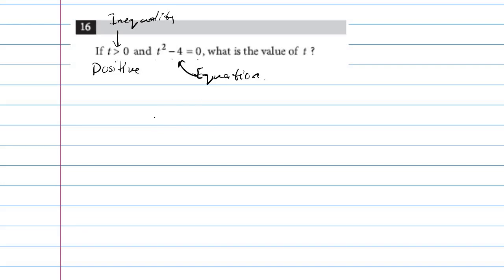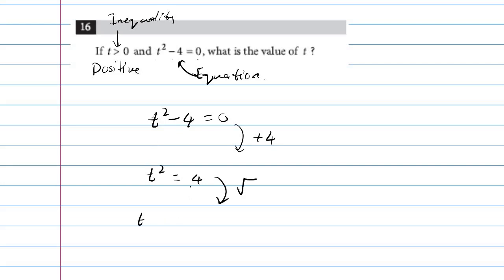Right, so we have t squared minus 4 equal to 0. There are two ways that you can deal with this. One way is to move 4 to the other side, just by adding 4 on both sides. You end up with t squared equal to 4, and you take the square root.